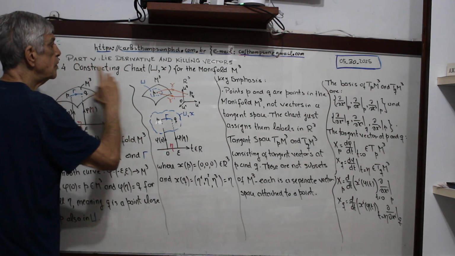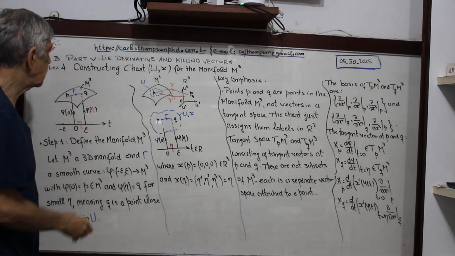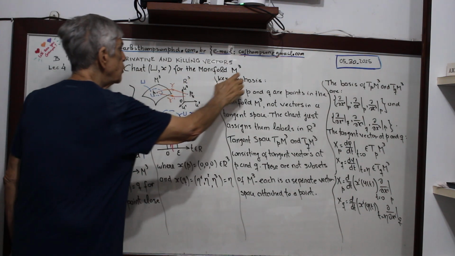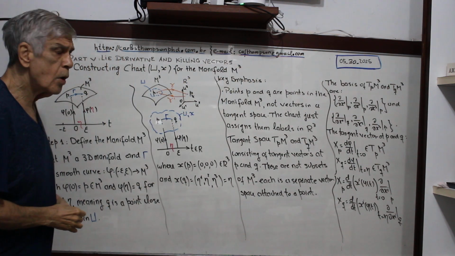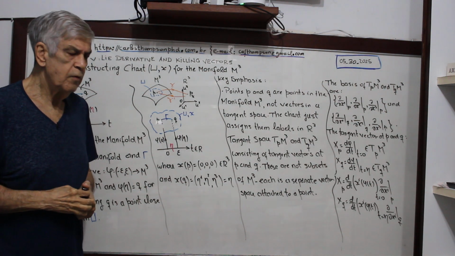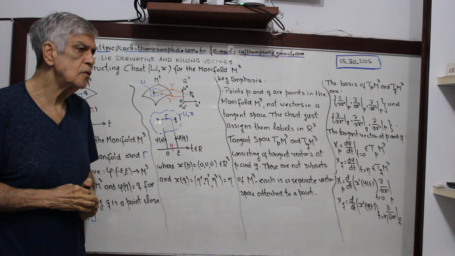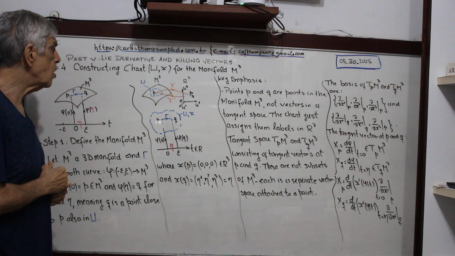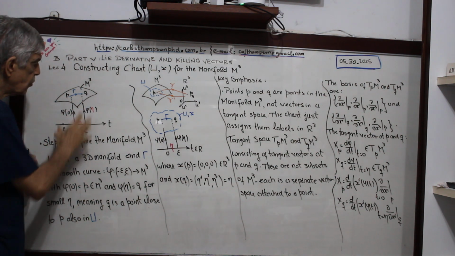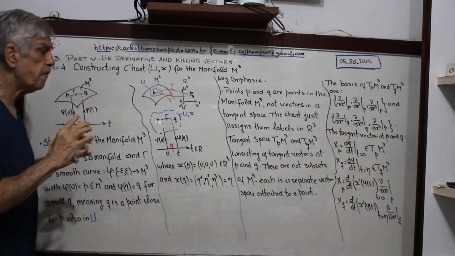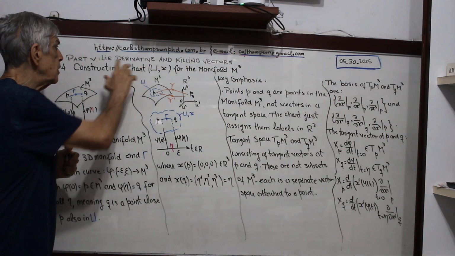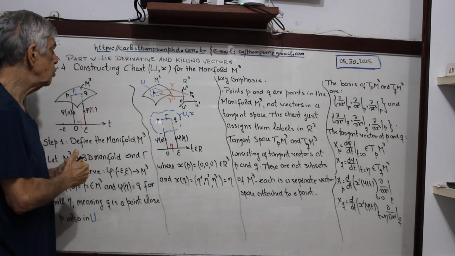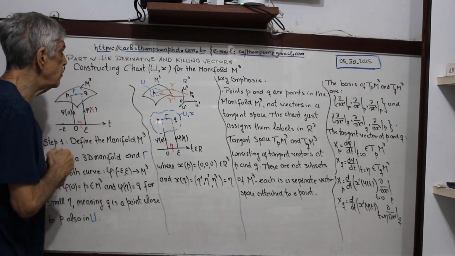Still Lie derivative and Killing vectors. Let's continue. Lecture 4: construct the chart U for the manifold M3. We already did this study before, but I would like to emphasize the reason I'm repeating it here: now we will derive over here with the focus exactly on the Lie derivative and the Killing vector. The application will be towards the Lie derivative.